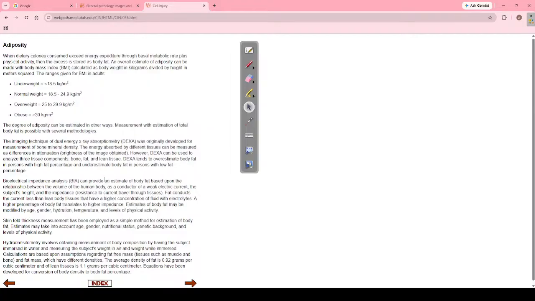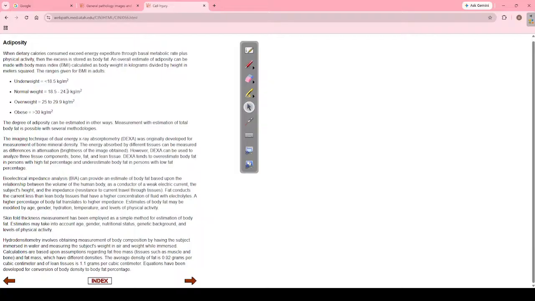Next, we talk about adiposity, which is basically when the amount of calories we consume exceeds the expenditure through basal metabolic rate plus physical activity, and the excess is stored as body fat. An overall estimation of adiposity is done with the BMI. The range is as provided. This is in the US. In India, it is 23.5 to 27.5, and more than 27.5 is considered obesity in India. The degree of adiposity is estimated in other ways.